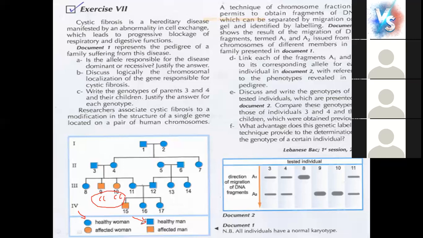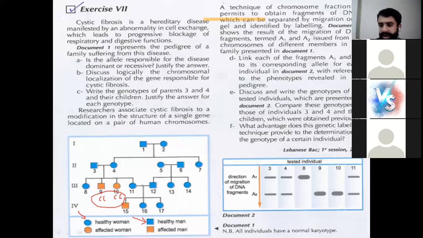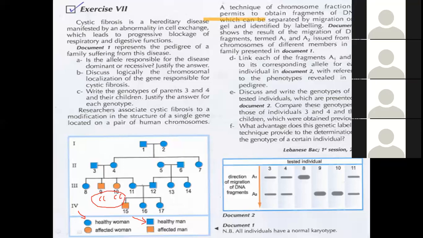Okay, let's move now to Dana. Is Dana here, or did she leave again? Okay, she left. So Hadil, what do you think? 3 and 4, normal or affected? This is first. Normal or affected?